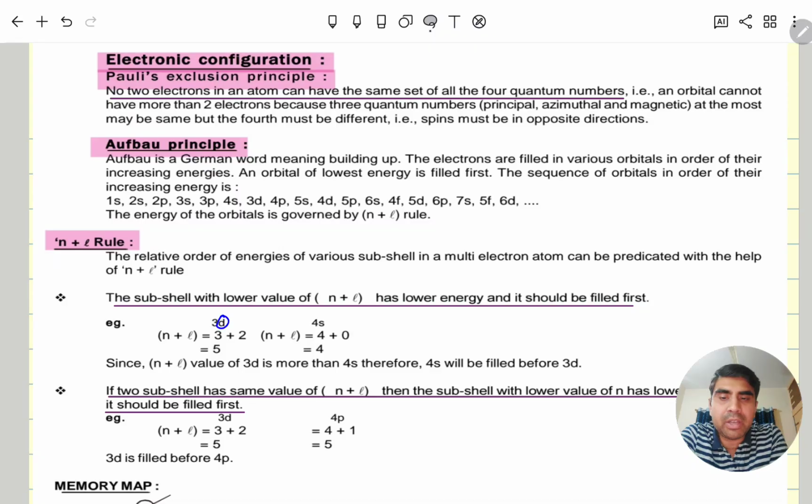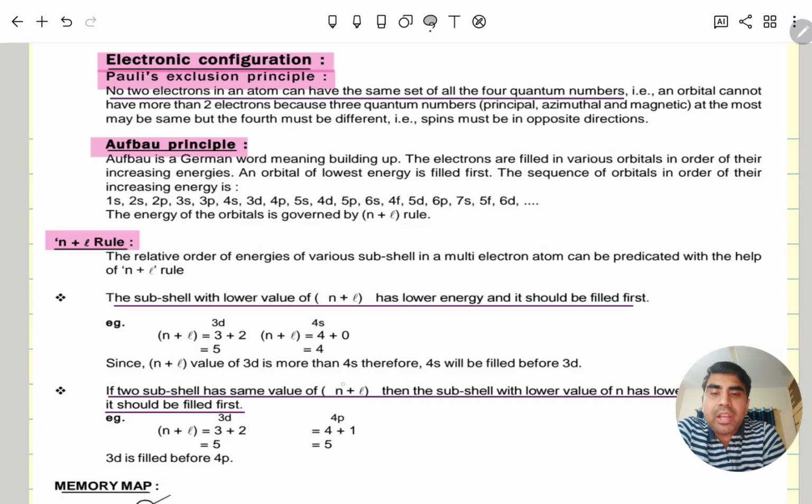For D, L value will be 2 and for S, L value will be 0. Principal quantum number is 4 for 4s, and here it is 3 for 3D. So 3 plus 2 is 5, and here 4 plus 0 is 4. So overall its energy is less compared to 3D. So first we will fill electrons in 4s because its energy is less and stability is more.